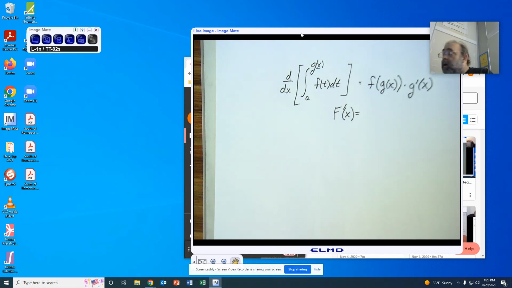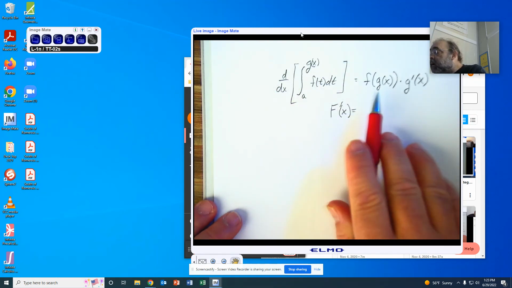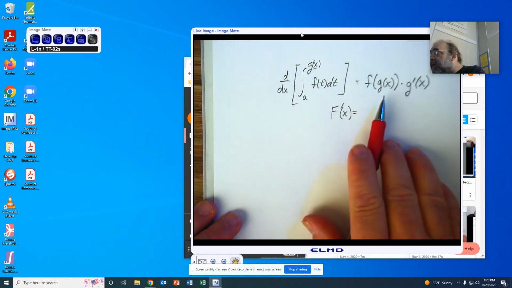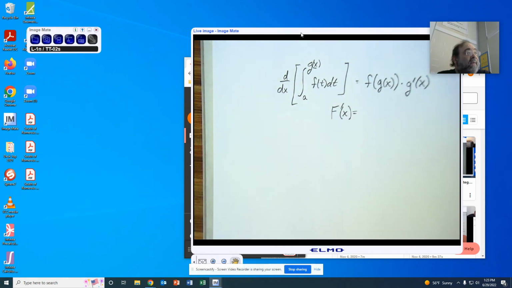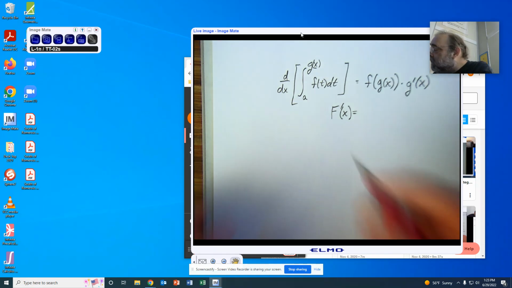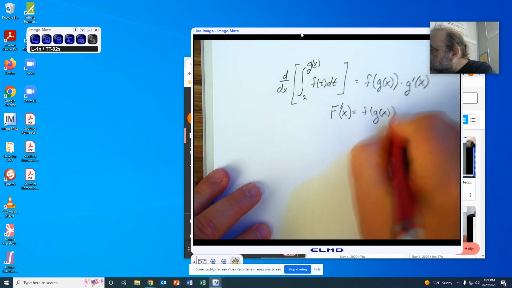How can we quickly take the derivative of an integral to a function? We replace the g of x where the t goes, and we make sure we multiply by the derivative of that function we're substituting, creating the chain rule. Okay?